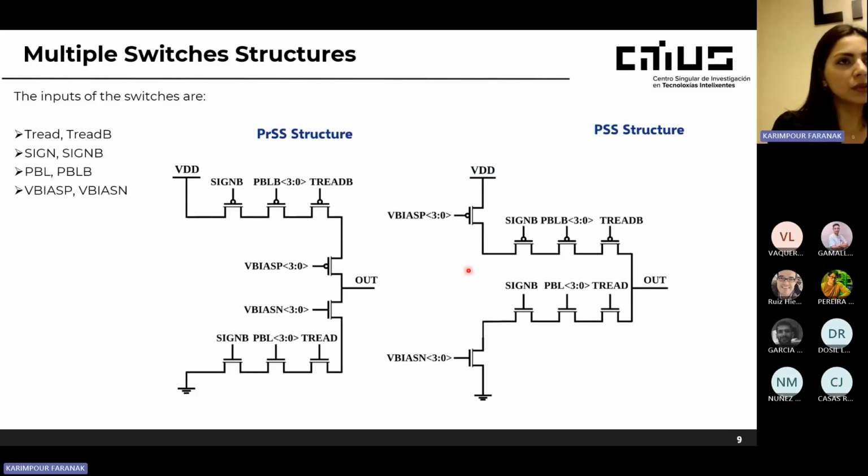You mean between these two structures? You mean that the PSS structure has better values?